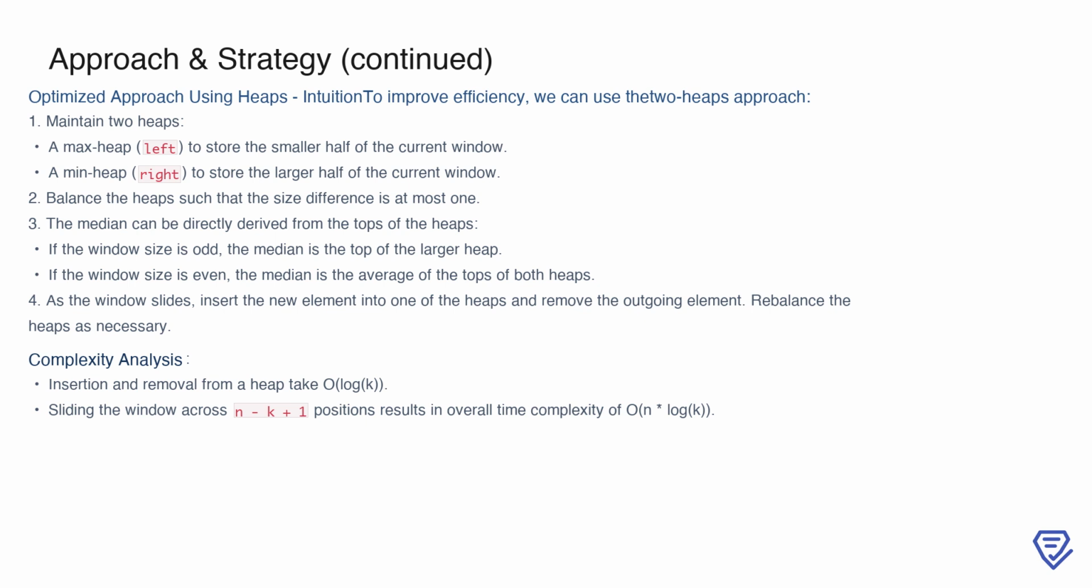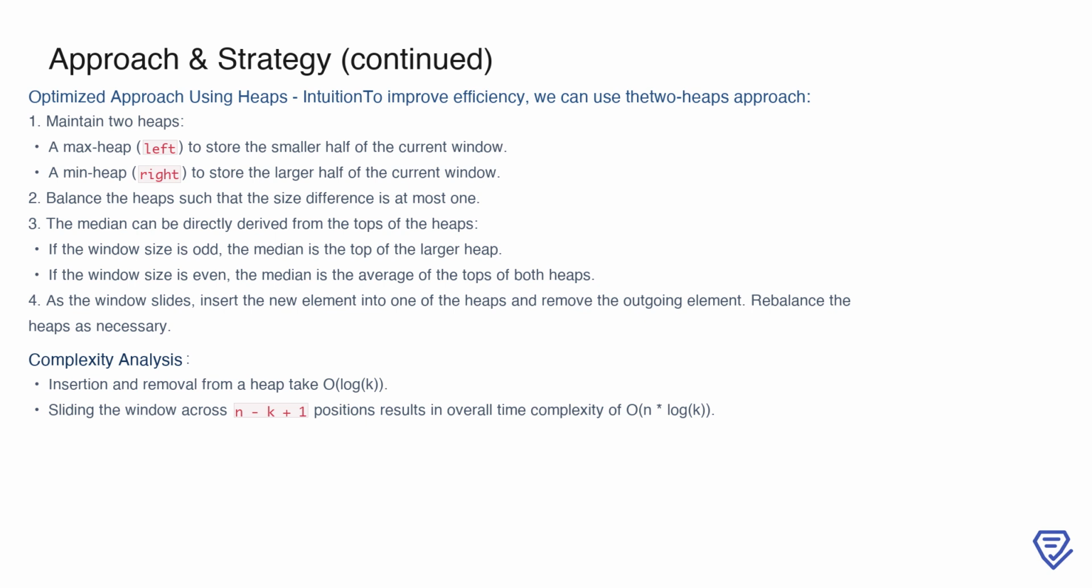To address the inefficiency of the brute force approach, we can use an optimized solution based on the two heaps method. In this strategy, we maintain two heaps, a max heap to store the smaller half of the window's elements and a min heap for the larger half. The key is to keep the heaps balanced, ensuring that their size difference is at most 1. This balance allows us to efficiently derive the median.